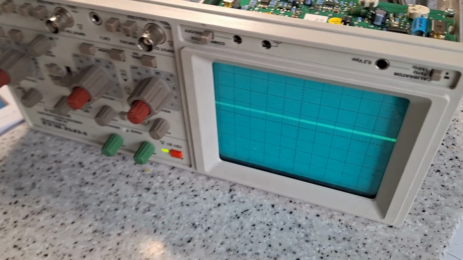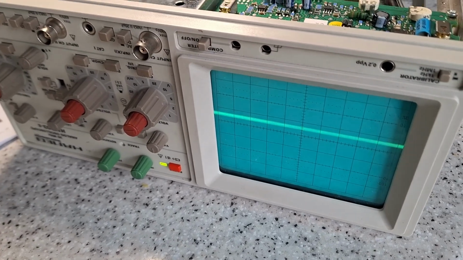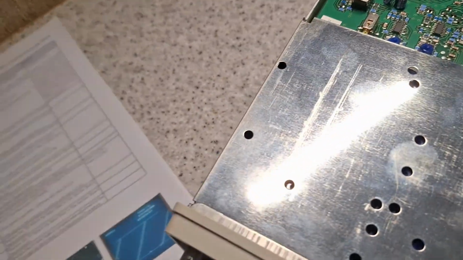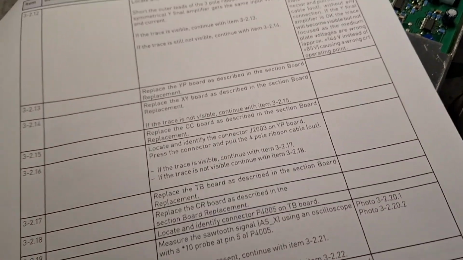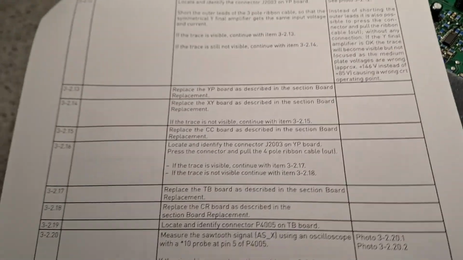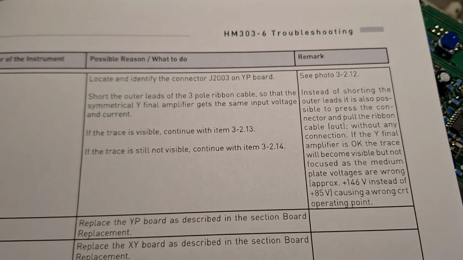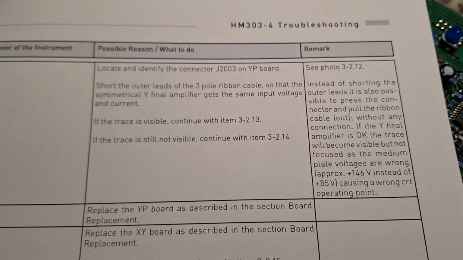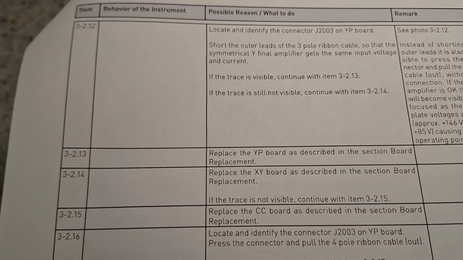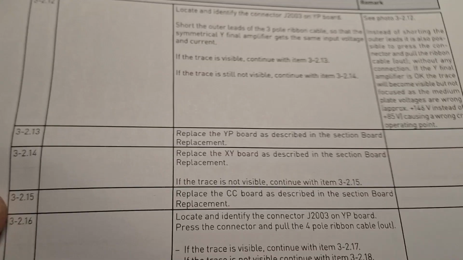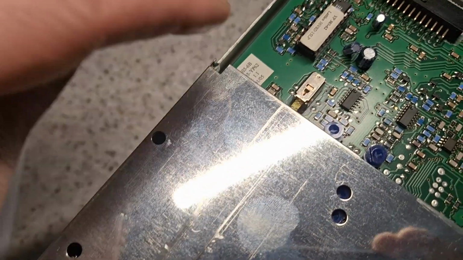Oh, it's working. Right. Okay, turn it off. So that proves that the high voltage is okay. The CRT is okay. So what does this mean here then? If the trace is visible, which it is, continue with 3213. Replace the YP board. Yeah. So that would indicate that the fault is on this board here.